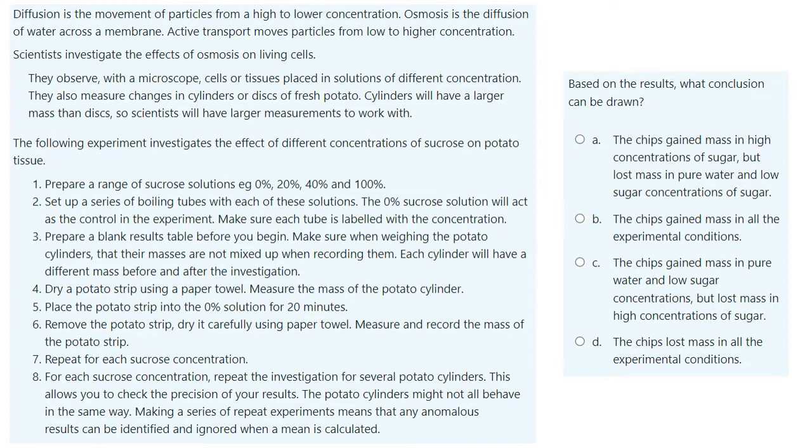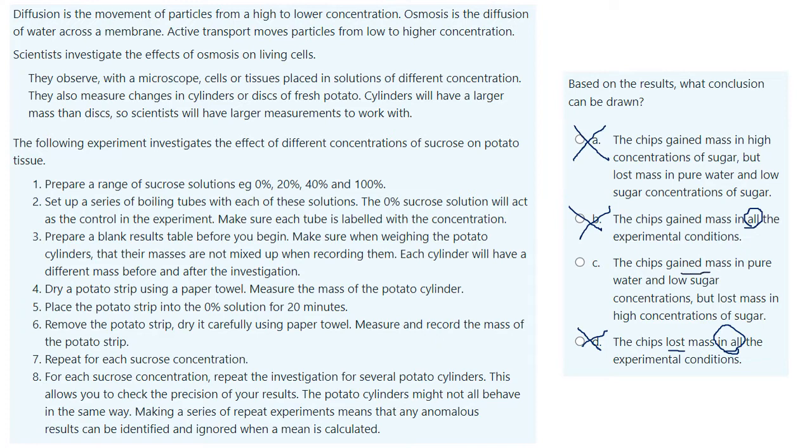So A is the wrong way around. B, the chips gain mass in all the experimental conditions? Well, no. If you look at the change in mass, the percentages, there are some positive and there are some negative. So some of them were gaining and some of them were losing. They did not all gain. And likewise, in D, they did not all lose. So it looks like the correct answer might be C.